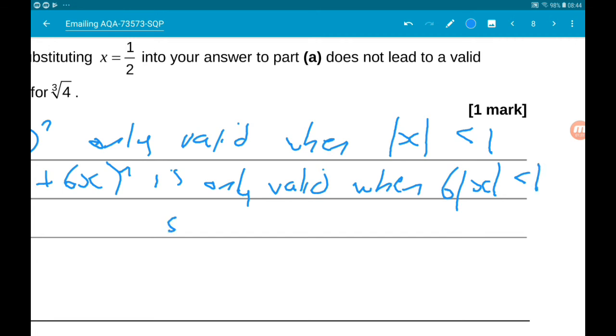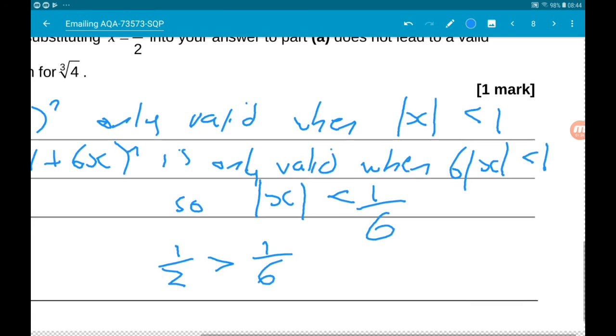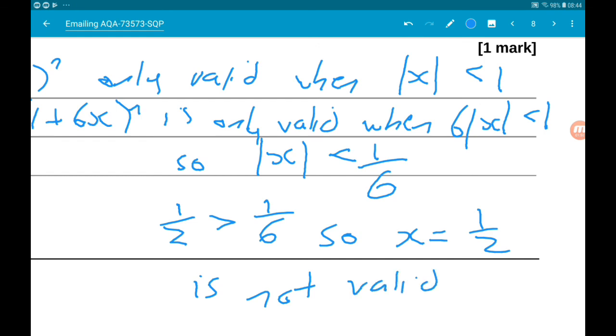So, the absolute value of x has to be less than 1/6, and 1/2 is greater than 1/6. So, x equals 1/2 is not valid. Cool.